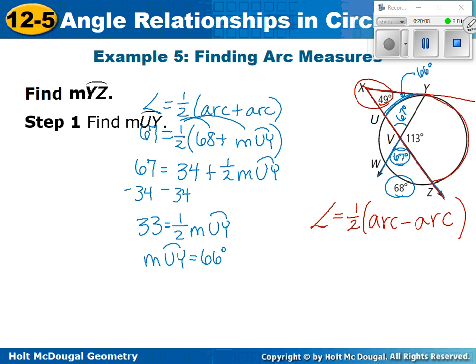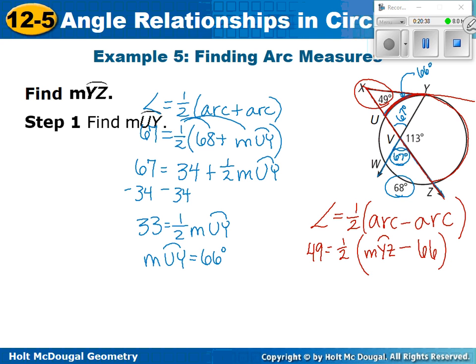And he now knows this outside angle is 49, so that equals 1/2 of, make sure you do big arc minus little arc. What's the bigger arc? The YZ, the one we don't know. So we'll put measure of arc YZ minus, and what's the smaller arc? 66, the one that he found. Questions at this point? Okay, and then now we need to solve.